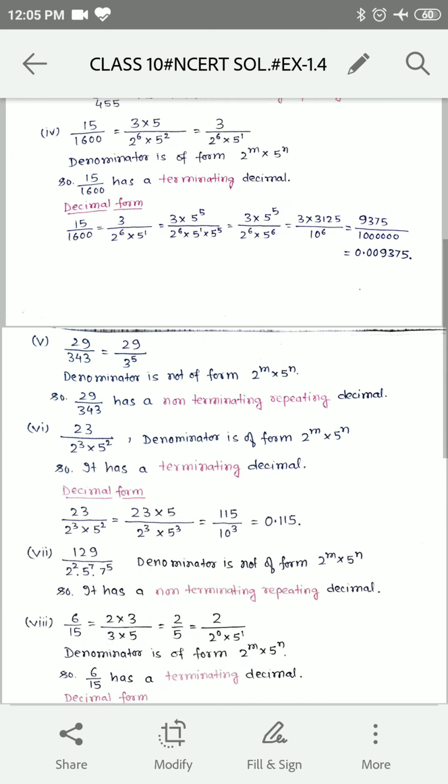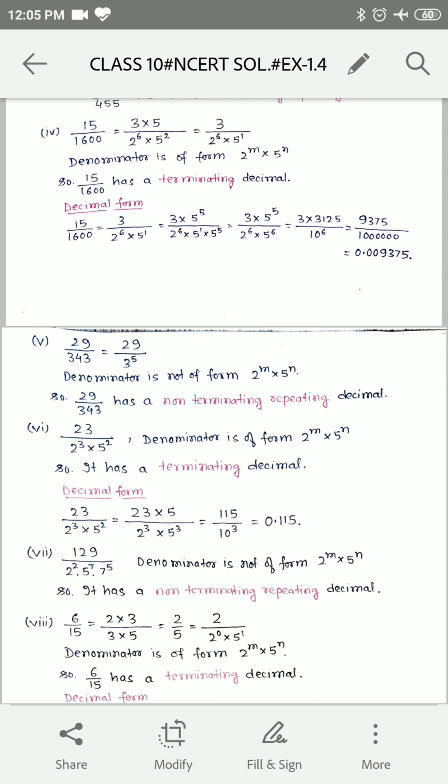Question number 5, 23 upon 2 power 3 multiply 5 power 2. Here the denominator is exactly in the form 2 power m 5 power n, so it is a terminating decimal, and the decimal form will be 23 by 2 power 3 multiply 5 power 2. So in the denominator we need one more 5 to make it 10 power 3. Multiplying numerator and denominator by 5, we get the decimal form 0.115.